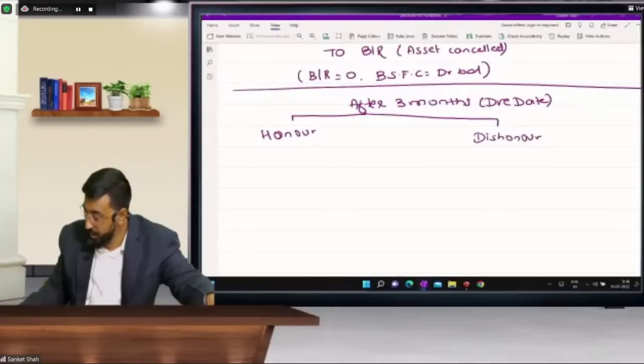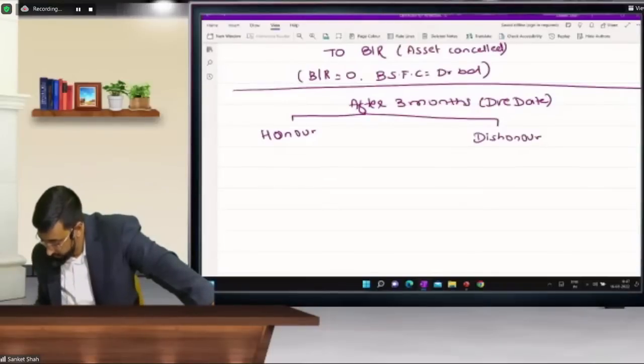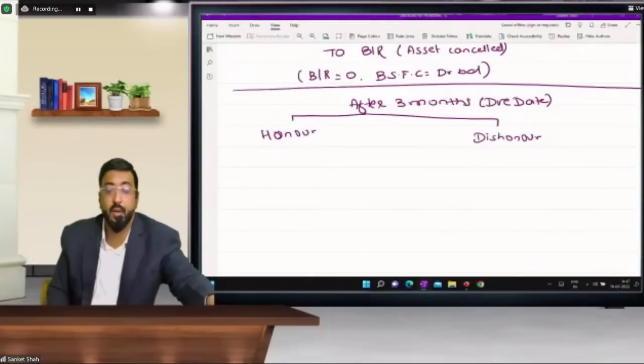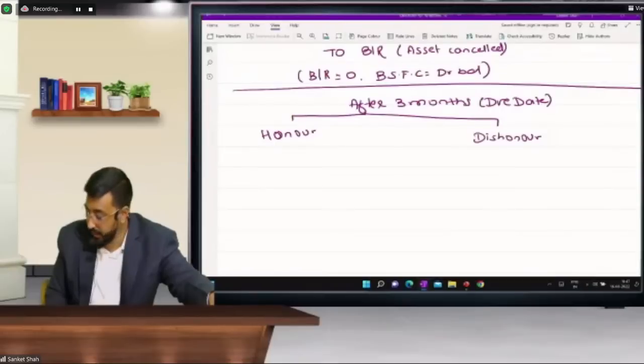In case of bill honor, due date means after 3 months. After 3 months, it is called as due date. So when the due date comes, after 3 months, it is the time to collect.